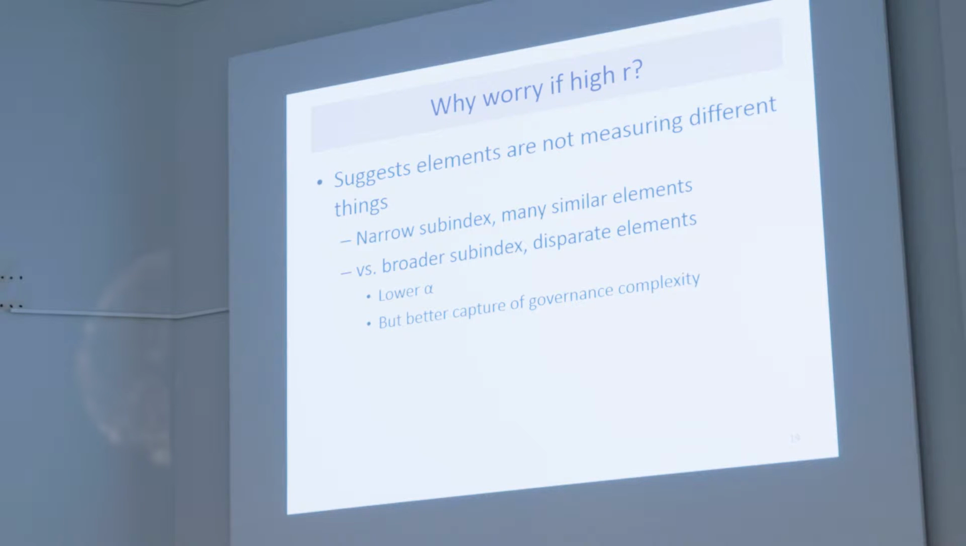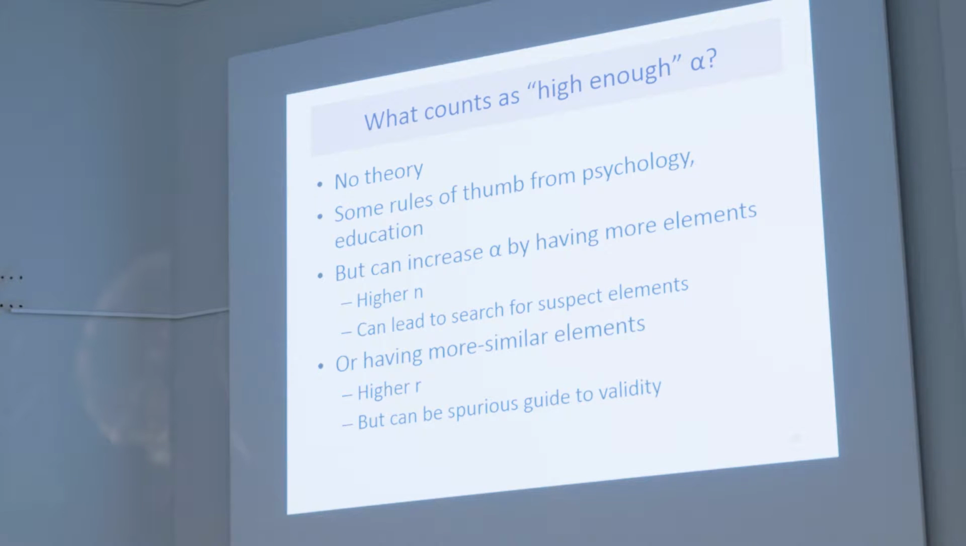So I've talked about why we should worry if the r is too high. There's no theory on how much is high enough. Again, the literature says higher is better, but it's easy to get higher alpha just by having higher n, and that can lead you to search for bad elements, or by having higher r through many similar elements.